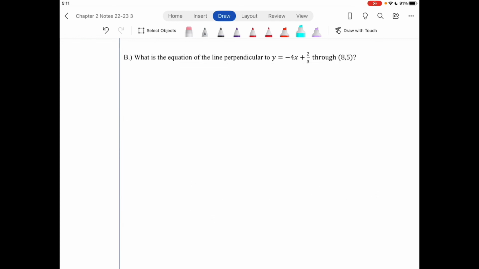In the next question, we're going to find the equation of the line that is perpendicular to y equals -4x plus 2/3 that goes through the point 8, 5. We're going to go through all the same steps. First, it needs to be in slope-intercept form, which it already is, right? We had y equals -4x plus 2/3.